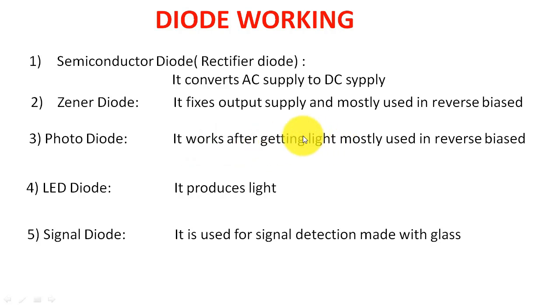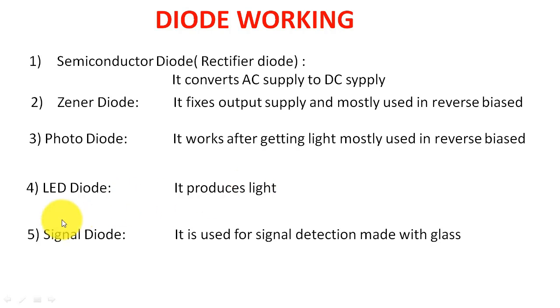When there is light on this diode, then it is working. It is mostly used in reverse bias, like a Zener diode. And the LED diode produces light as a signal to show that something is ready. The light will blink to show that the section is ready.